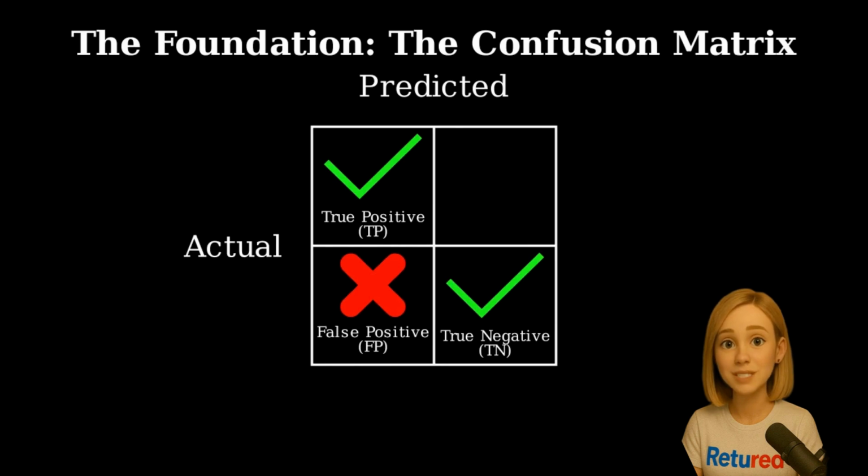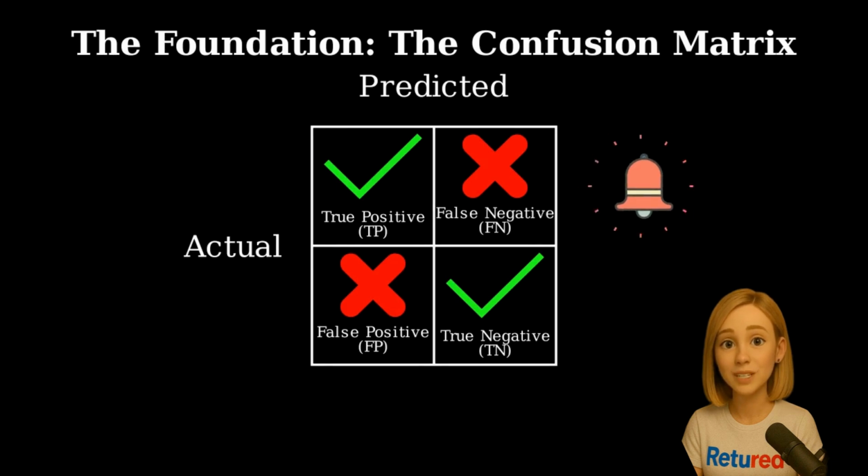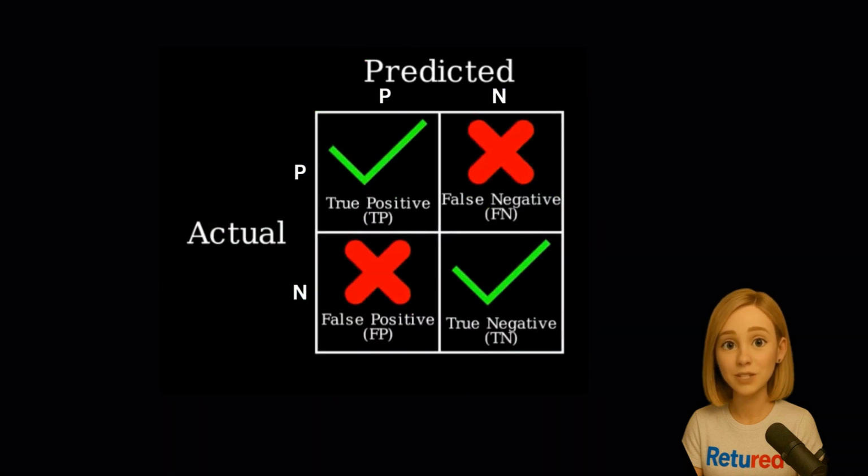But the most dangerous mistake is this one. The person has the disease, but the model says they're healthy. This is a false negative, or type 2 error. The model missed it completely. This simple grid is the source of truth for everything else we're about to discuss. Every single metric we calculate comes from these 4 numbers: TP, TN, FP, and FN.